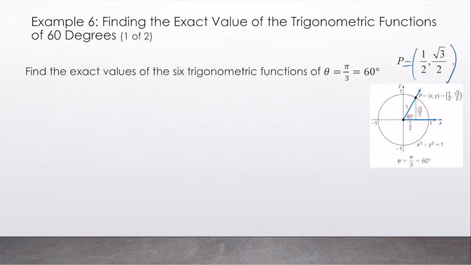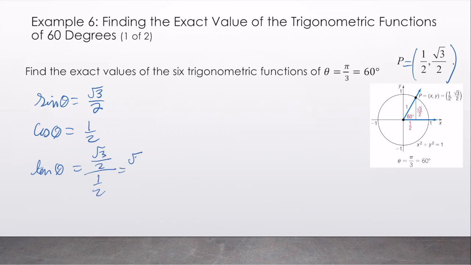So let's find the trig values of these. I have sine of theta is the square root of 3 over 2. I have cosine of theta, which is x, is 1/2. I have tangent of theta, which is y over x. That gives me the square root of 3 over 2 times 2 over 1, which is just the square root of 3. I have my cosecant of theta, which is 1 over y, as 1 over the square root of 3 over 2, which gives you 2 over the square root of 3.